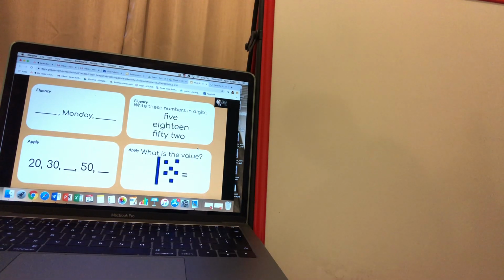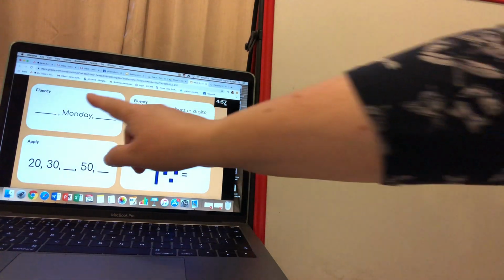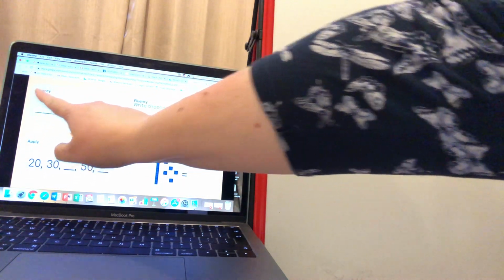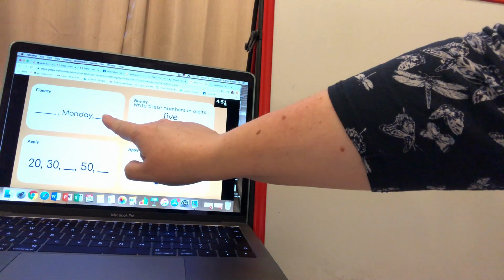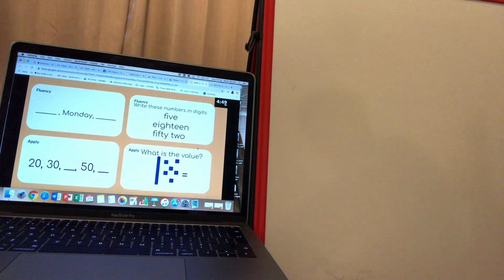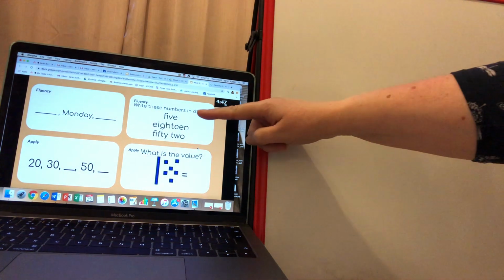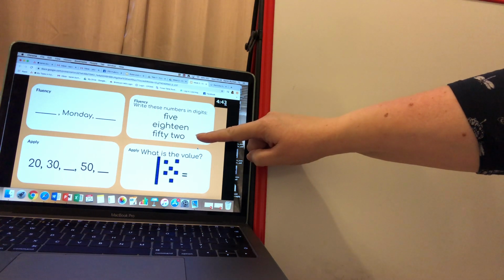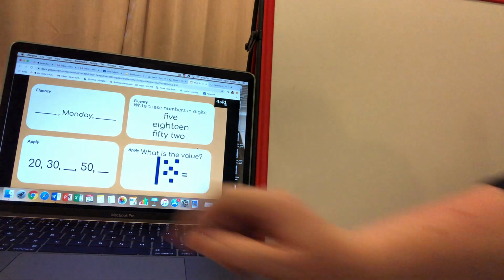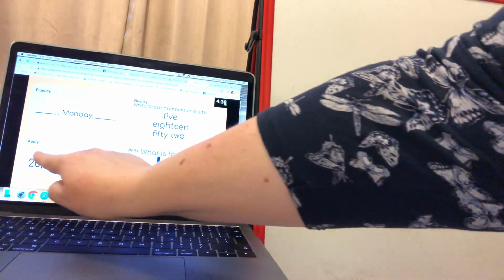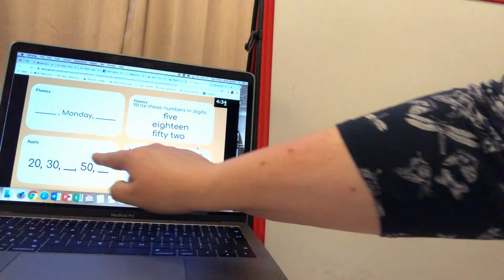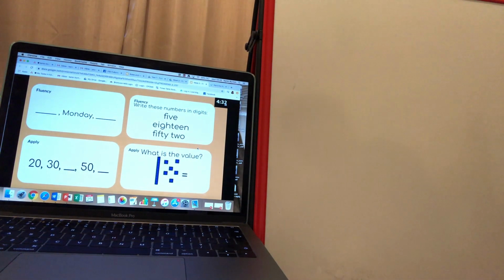Okay, so here's our retrieval questions. The first one, we've got Monday. We need to know the day that comes before Monday and the day that comes after Monday. Then can you write these numbers as digits? 5, 18, and 52. In this sequence, have a look. What is this counting in? It's not counting in ones. What is it counting in? Can you work out what the missing numbers are?